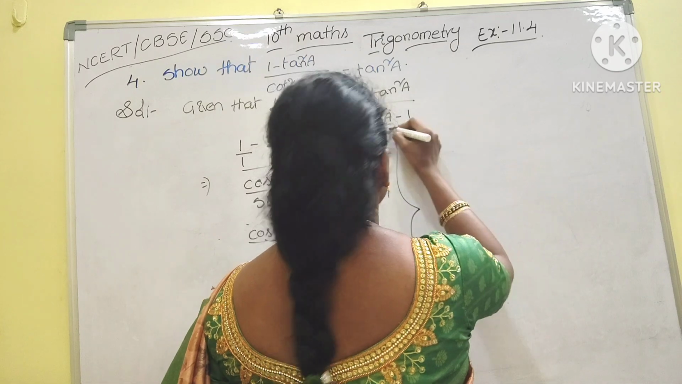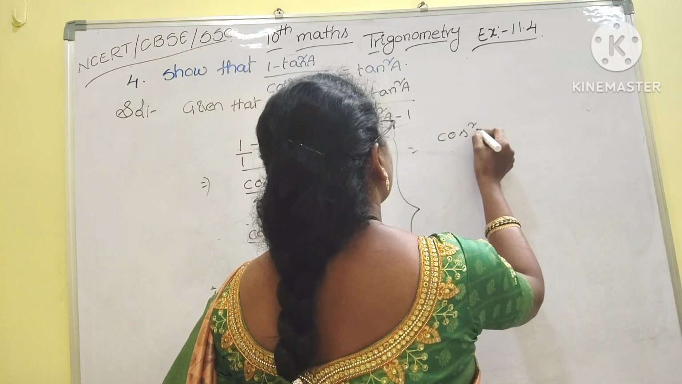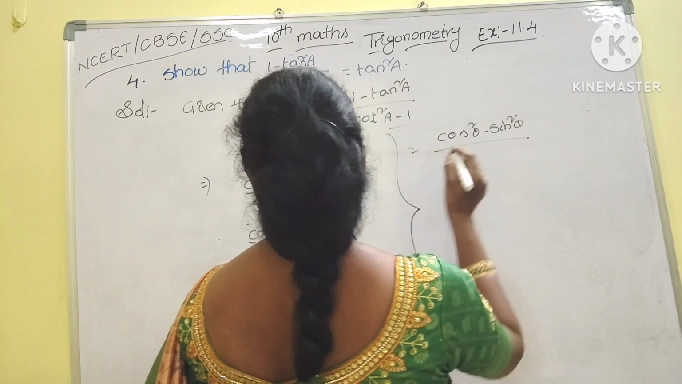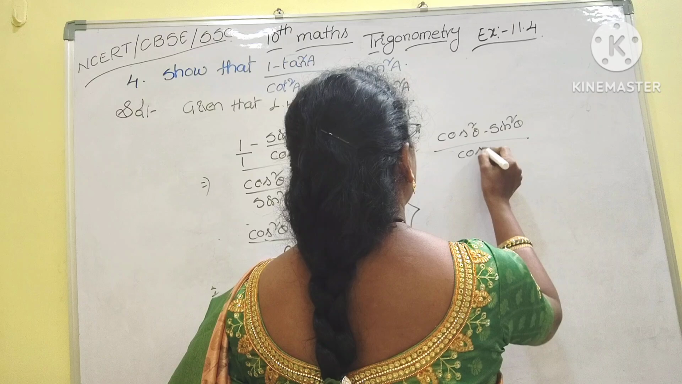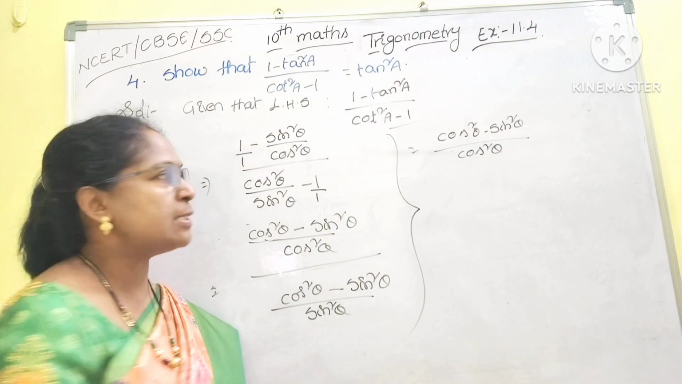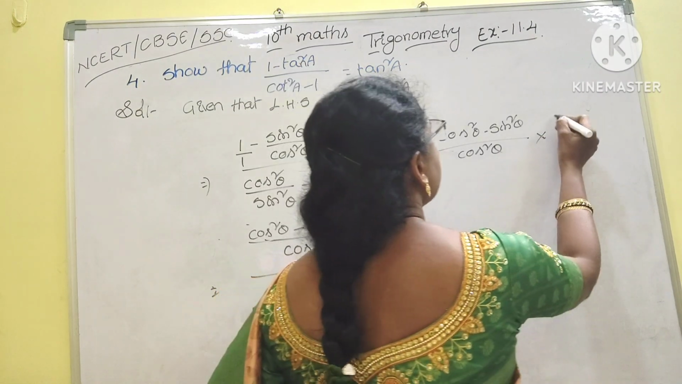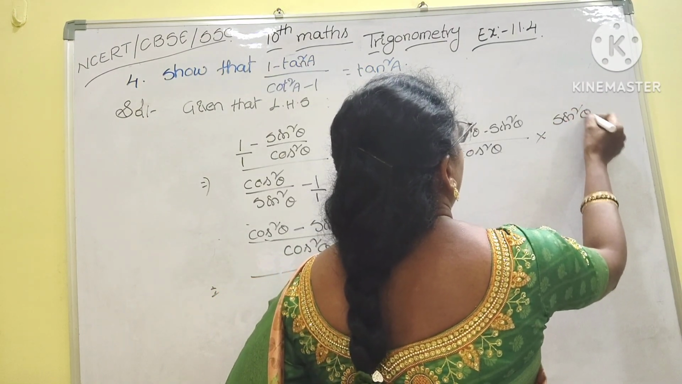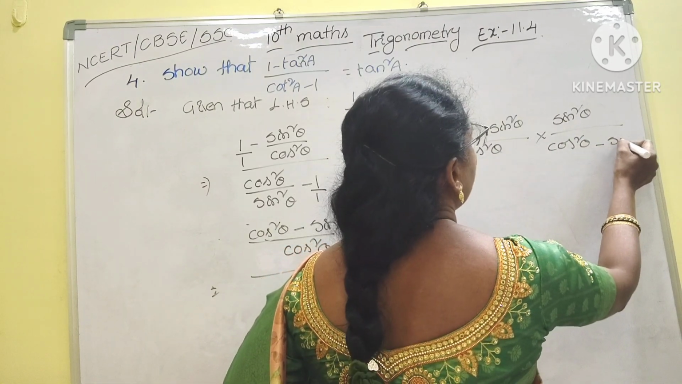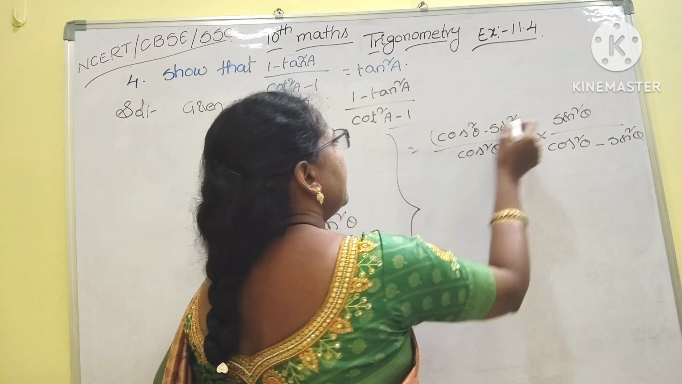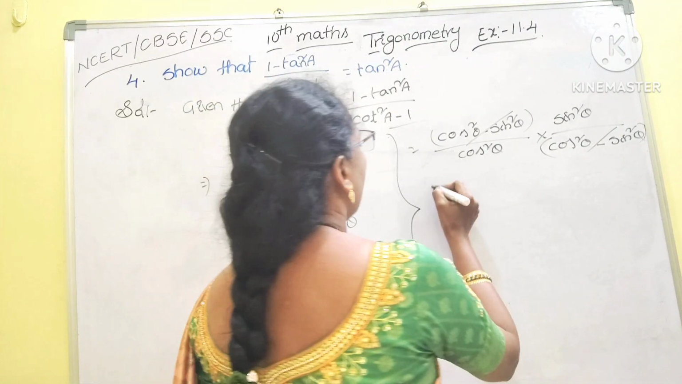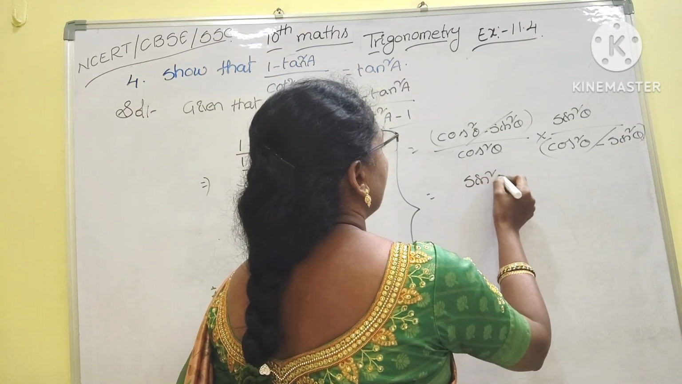Now that equals cos square theta minus sin square theta by cos square theta, as it is the numerator, right? And in the denominator also a fraction is there, so it will become the multiplicative reciprocal. It will become multiplication and sin square theta by cos square theta minus sin square theta. Now cos square theta minus sin square theta and cos square theta minus sin square theta both will be cancelled. Now remaining terms are sin square theta by cos square theta.